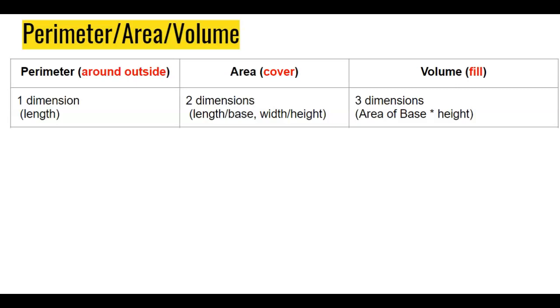And when you look at a word problem, you need to be able to determine what sort of problem it is. Is it perimeter, is it area, or is it volume? Perimeter problems are one dimension, area are two, and volume are three.